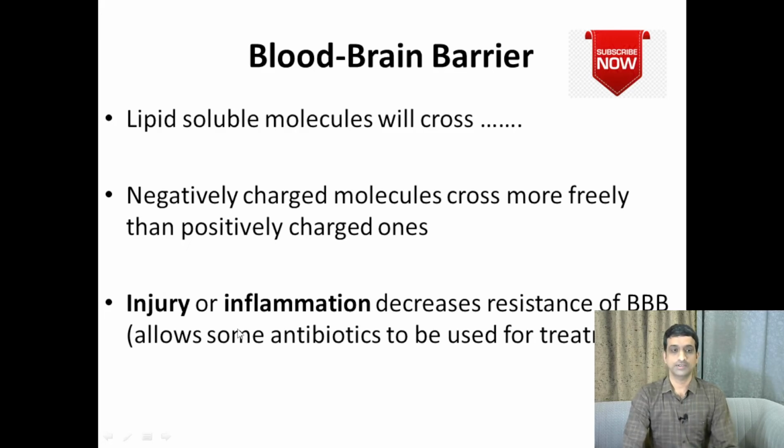Then one more applied point is that during injury and inflammation, the resistance of the blood-brain barrier is decreased. That is useful in that it allows antibiotics used in the treatment to pass. So with this we have covered two important topics which are small but very crucial in Viva also. See you in the next video.